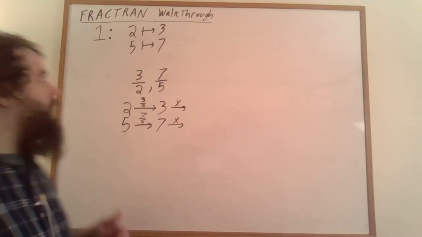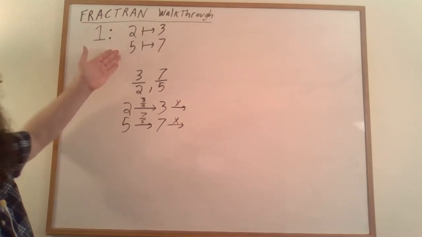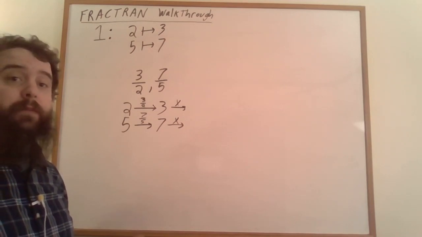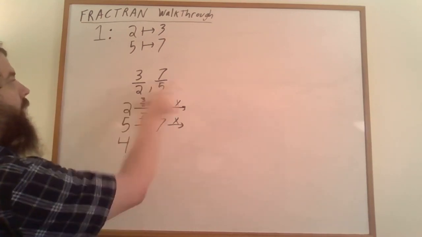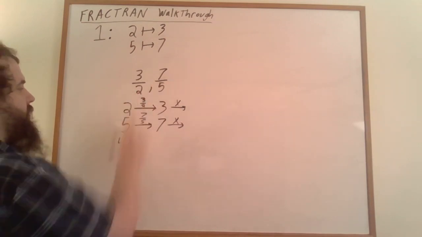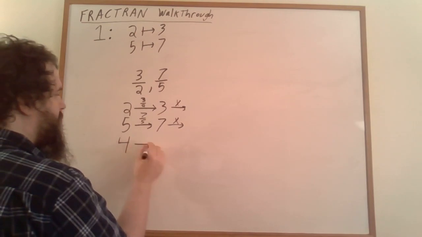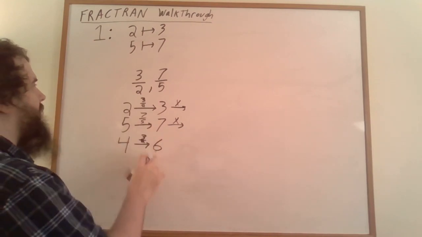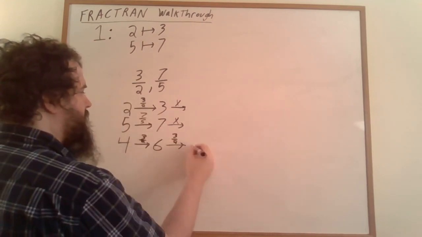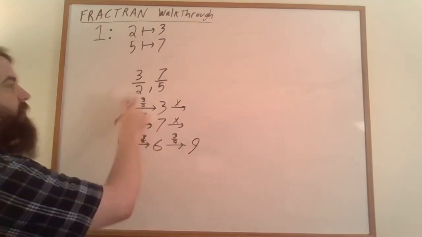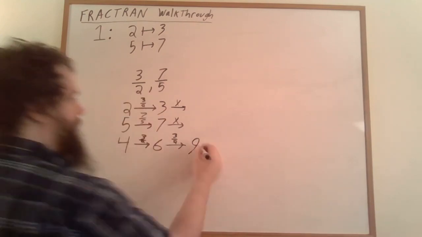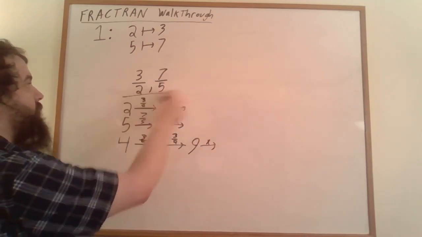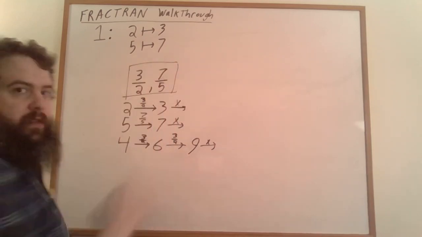Now, sometimes in order to get a better sense of what programs in FRACTRAN do, it helps to input numbers other than the ones that are being asked about in the programming problem. For instance, what happens if we try to run this program on the input 4? Well, we notice that 4 is divisible by 2, so we can multiply 4 by 3/2, and that gives us 6. 6 is divisible by 2, so we can multiply 6 by 3/2 to get 9, and then 9 isn't divisible by 2 or 5. So now we stop, and we output 9, right? So if you input 4 into this program here, it outputs 9.